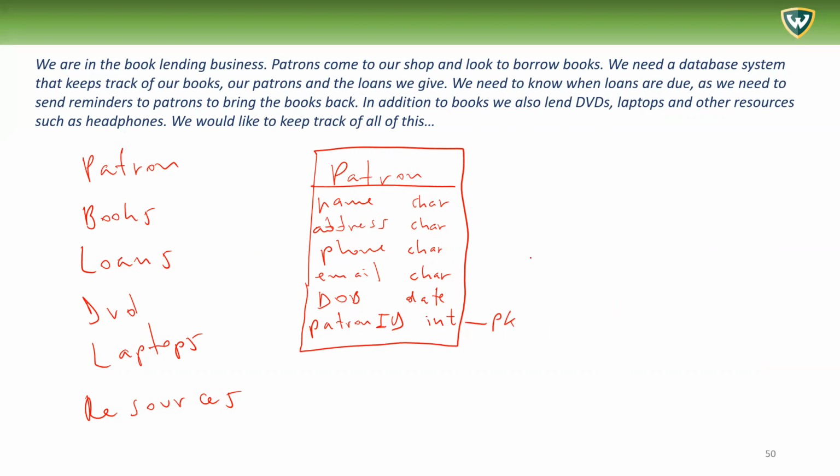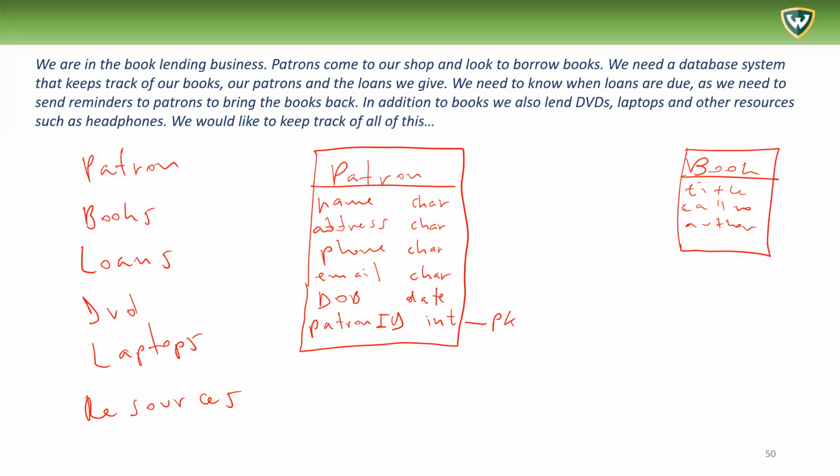And you may think, well, what's the relationship between the patron and the book? So we're going to have a table. Well, first of all, let's get the book entity drawn out. And there's a book title, there's call numbers, there's author, and there's a bunch of other stuff. You start listing all the stuff that's necessary and the data type, and you identify the primary key. And then you're thinking, okay, is there a relationship between patron and book?